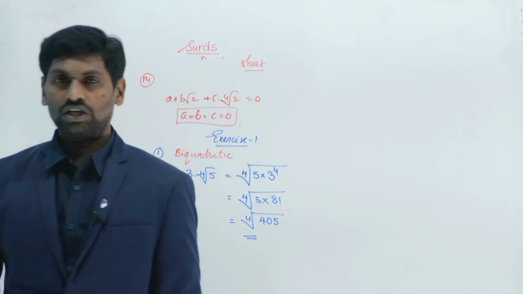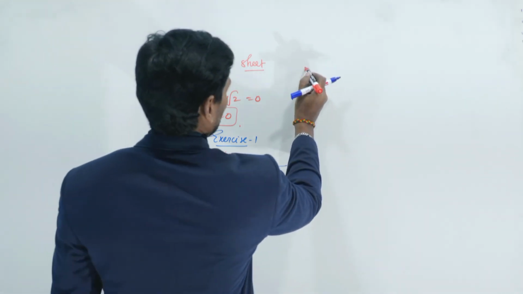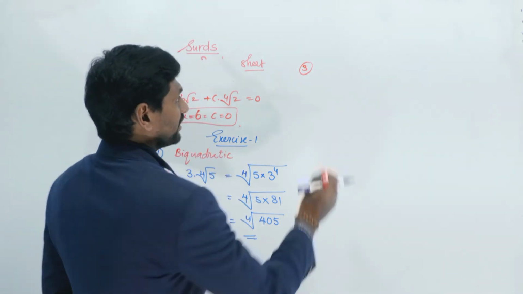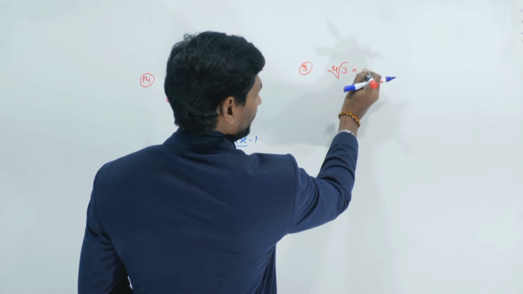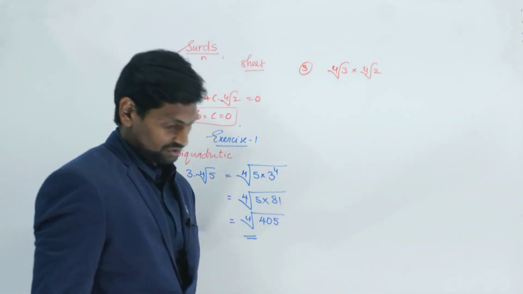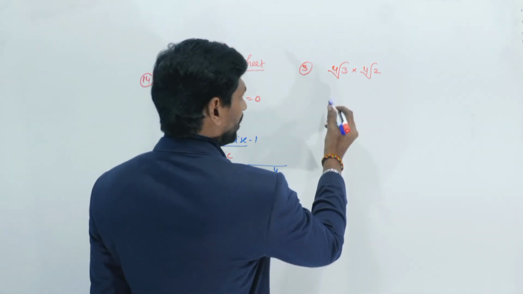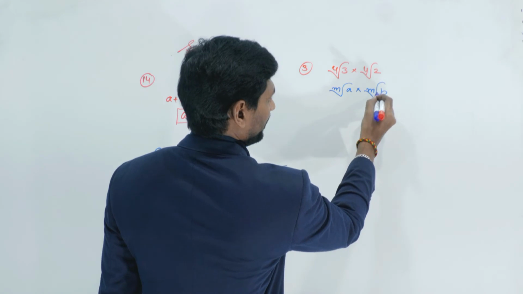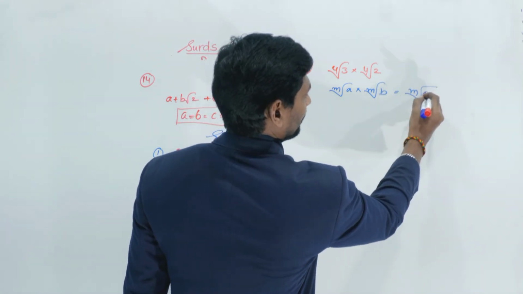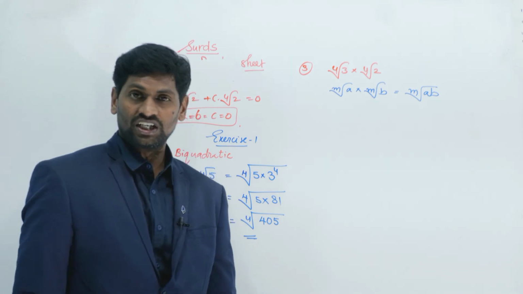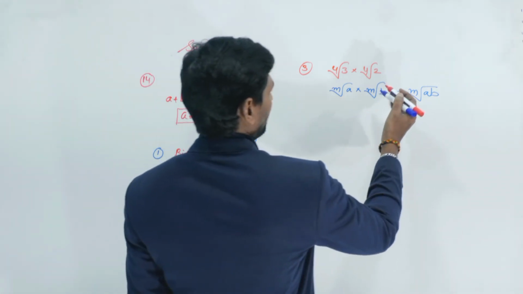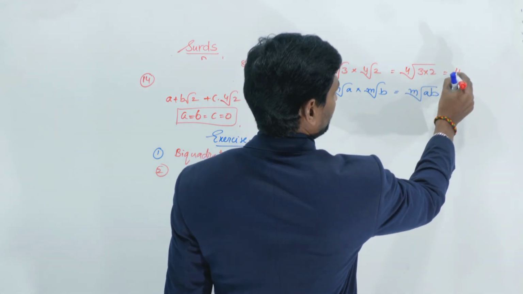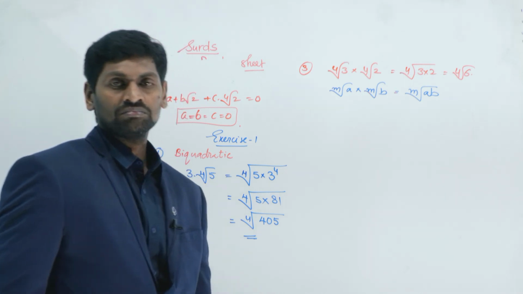Now question number 3. The question is the fourth root of 3 into the 4th root of 2. It looks like the formula: mth root of a into mth root of b is nothing but mth root of ab. Same order, so we can directly multiply. The answer will be the 4th root of 3 into 2, that equals 6. The 4th root of 6 is our required answer. Okay?